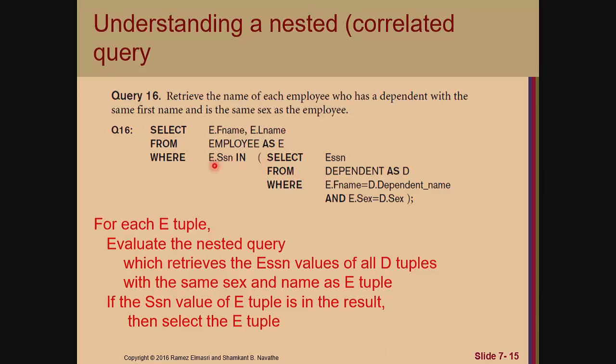But if the ESSN has a dependent, then retrieve the name of the dependent and check it with the first name of the employee and also check the sex. If this set is true, return the SSN for each tuple of the employee, then show the first name and the last name as the result, one by one.